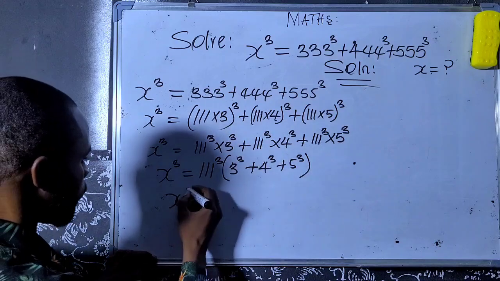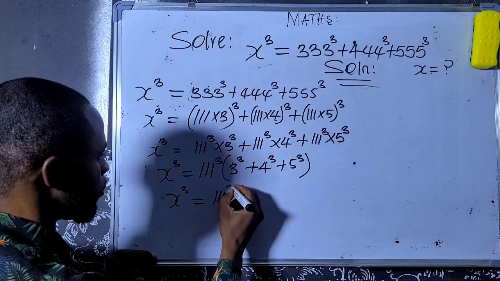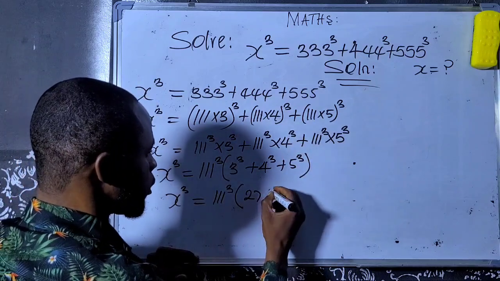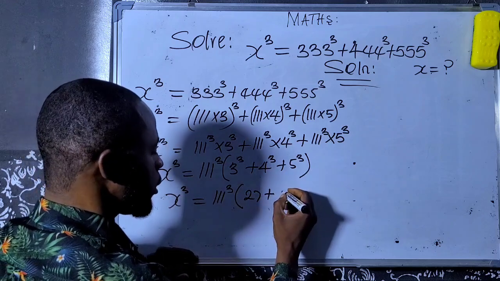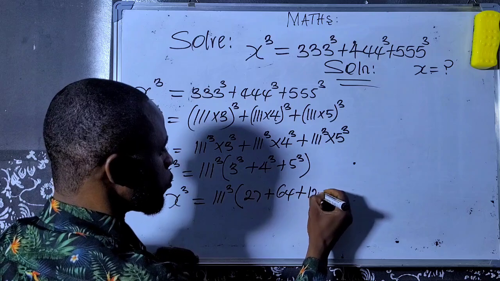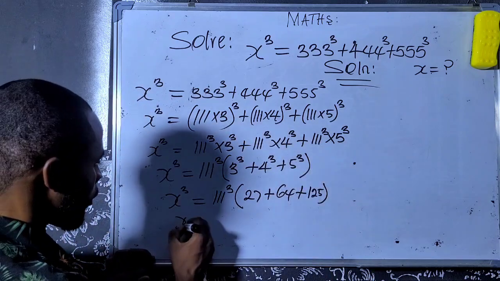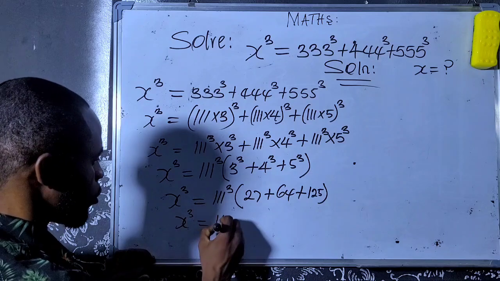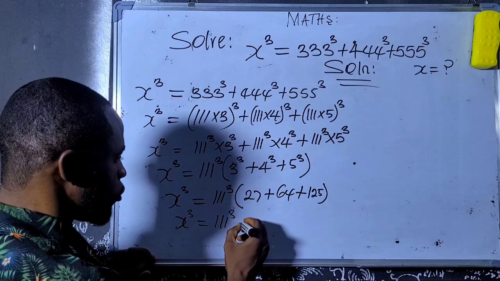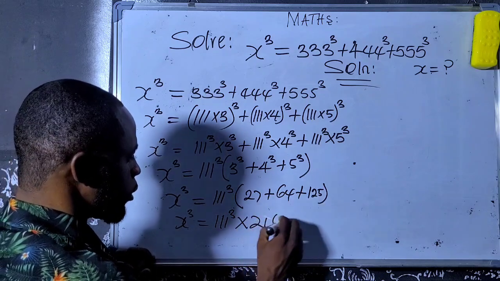When we simplify it further, we have x to the power of 3 equals 111 to the power of 3 into 3 to the power of 3, that gives 27, 4 to the power of 3, that gives 64, plus 5 to the power of 3, that gives 125. But now, we have that x to the power of 3 equals 111 to the power of 3. If you sum this up, we are going to have 111 to the power of 3 multiplied by 216.